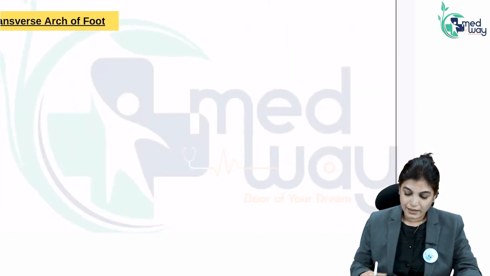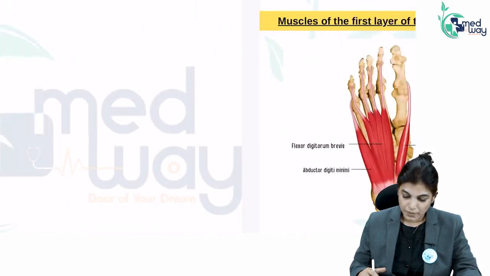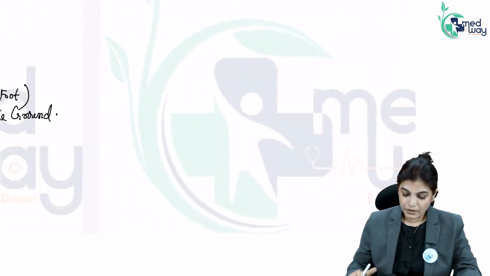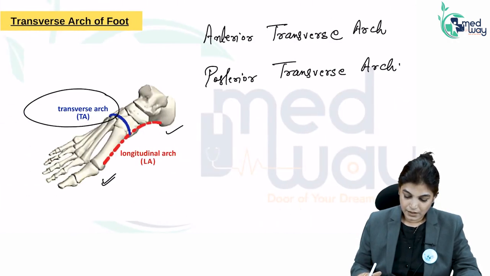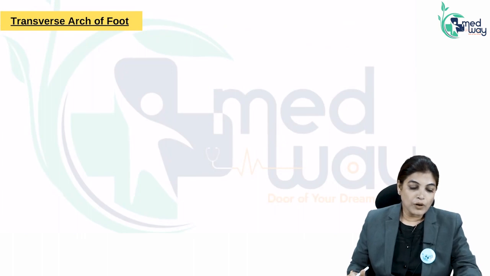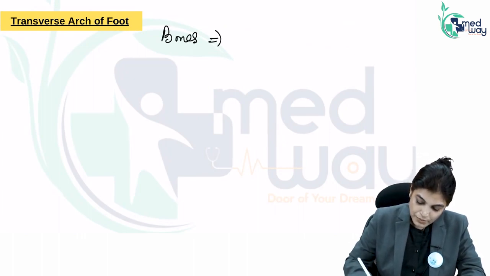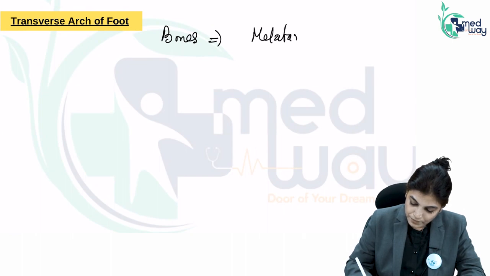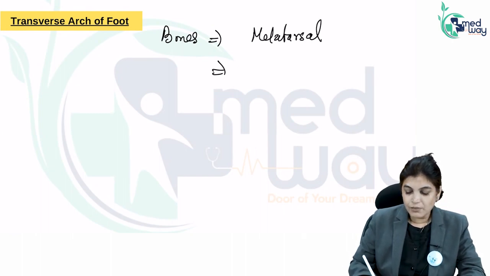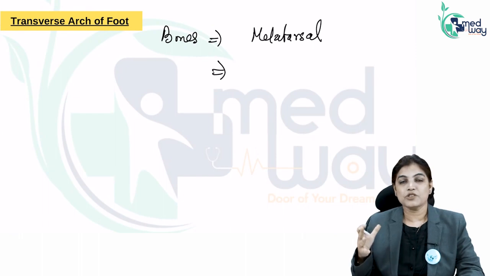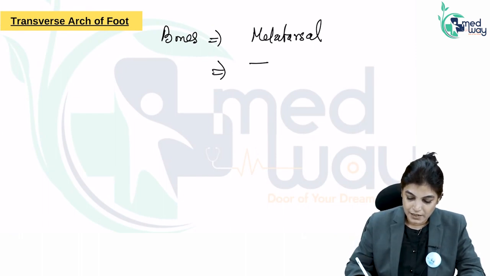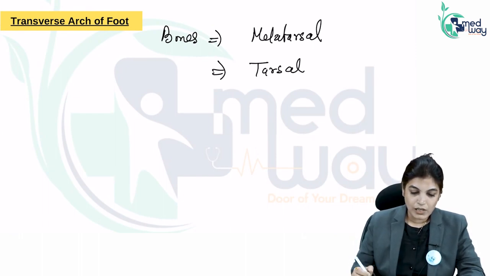And other than that, if we talk about the transverse arch, so just a minute. Yeah. So the important point of a transverse arch is that the bones which are forming the support are mainly the metatarsal bones. So actually the tarsal bones are wedge shaped, they are also forming the support. The metatarsal bones and the tarsal bones are all supporting it.